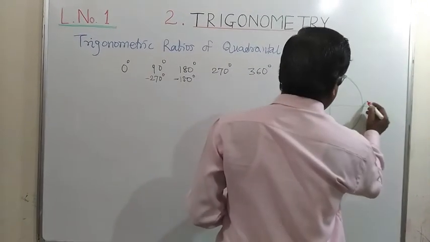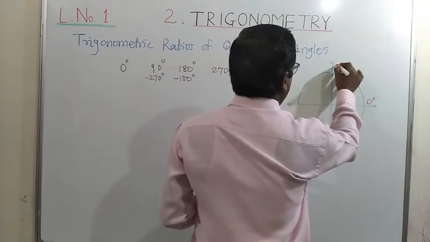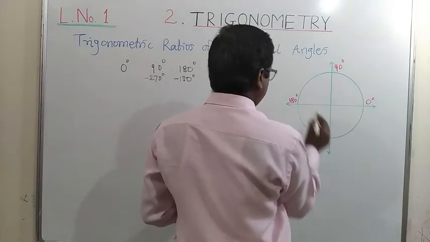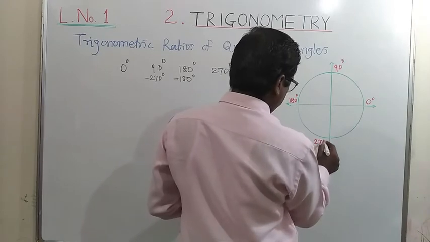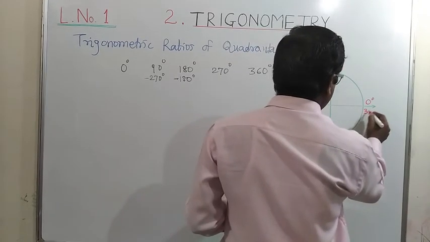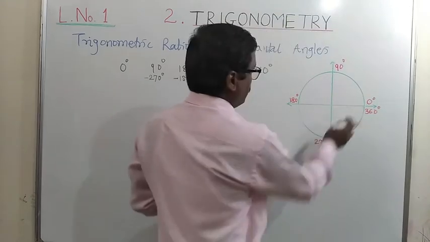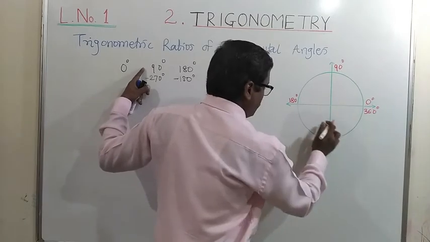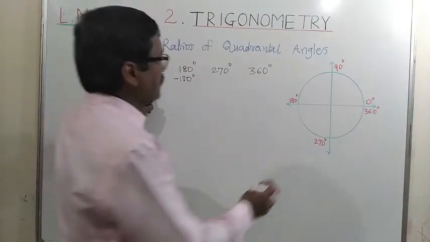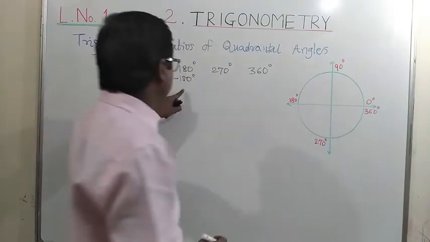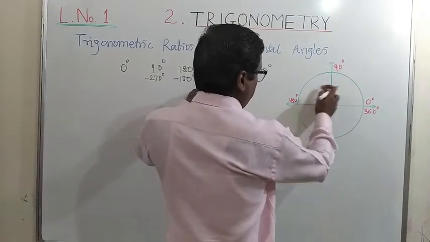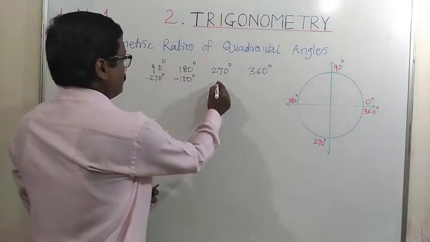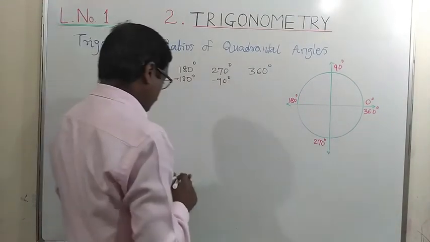Here, this is the angle of measure 0 degree. This is the angle of measure 90 degree. This is the angle of measure 180. This is 270, and this one is 360. So whenever we are taking plus 90, in this direction it will be minus 270. Positive 180, negative 180 both are same. Plus 270 is nothing but minus 90.